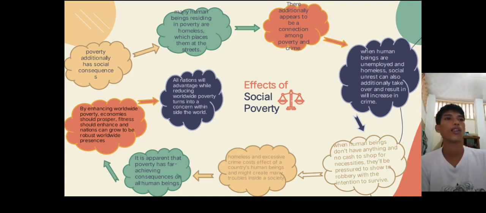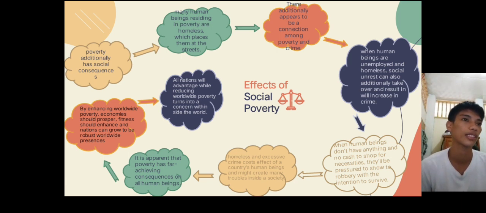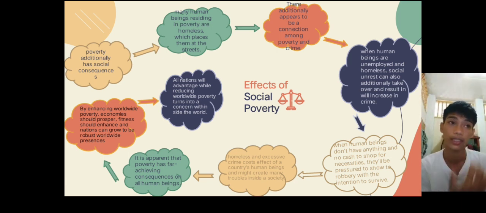So next, when human beings are unemployed and homeless, social unrest can also take over and result in an increase in crime. The more you have no job, the more you are idle, the more you get tempted by illegal things and activities, which raises the number of crime cases, which is not good.